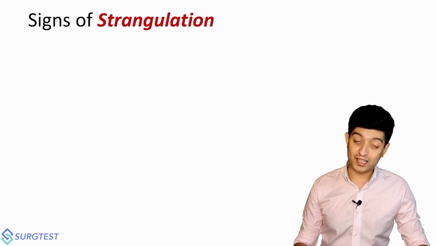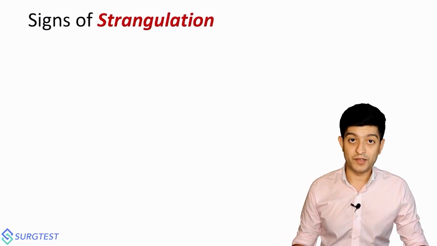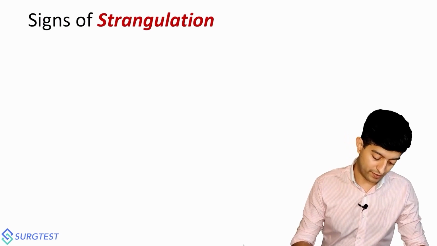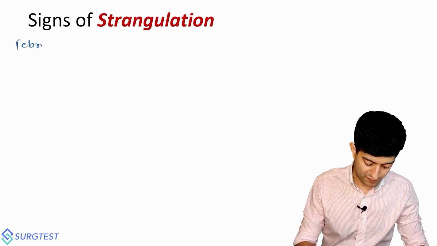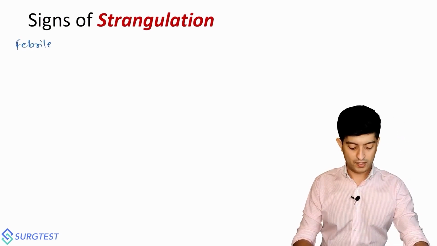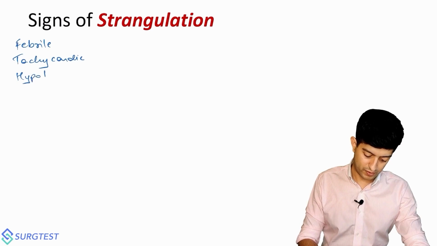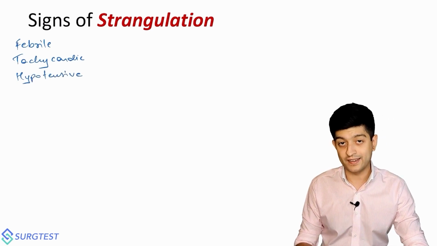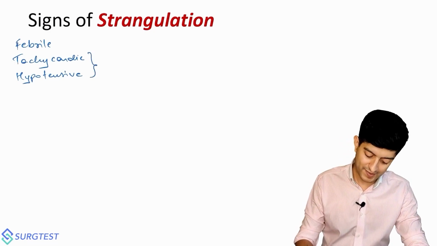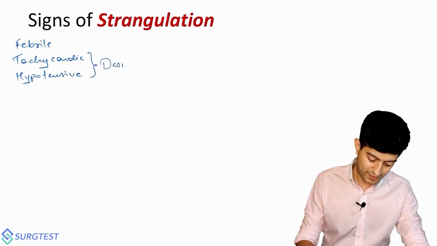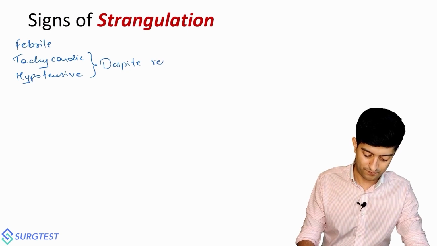What about the examination findings in a patient who's developing ischemia and strangulated? These patients are often febrile, they are tachycardic, and they are hypotensive. So you're going to say, doc, all patients of obstruction are tachycardic and hypotensive. Well, these guys, they stay tachycardic and hypotensive despite resuscitation.